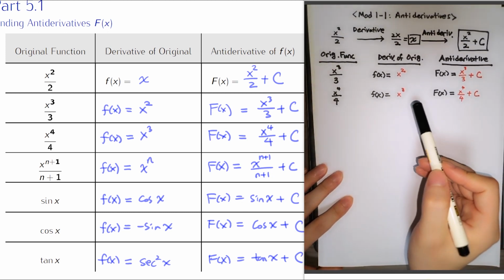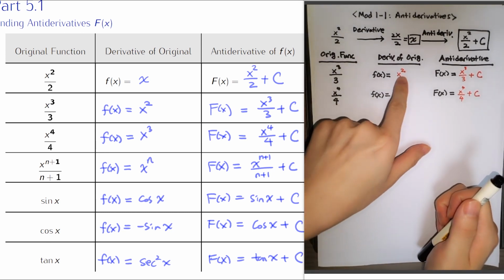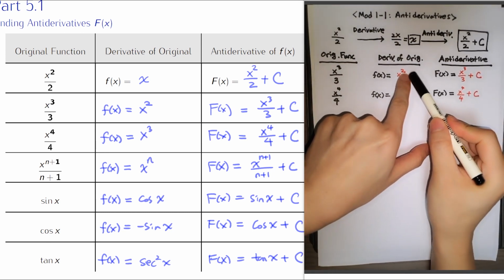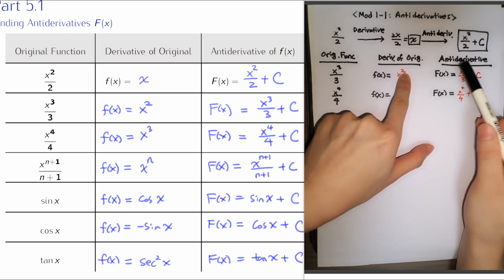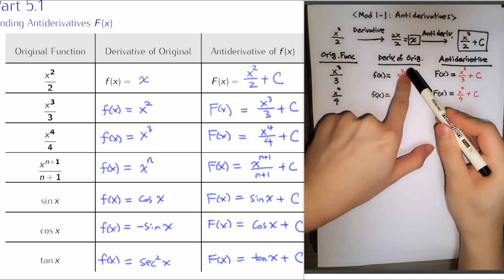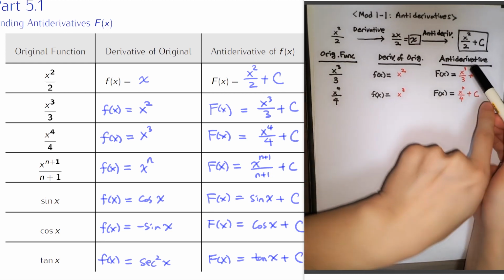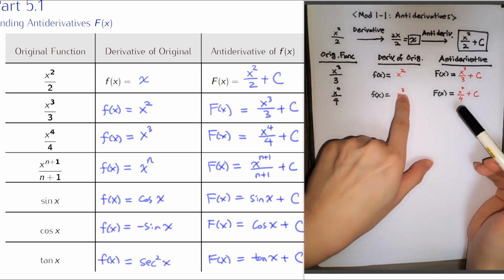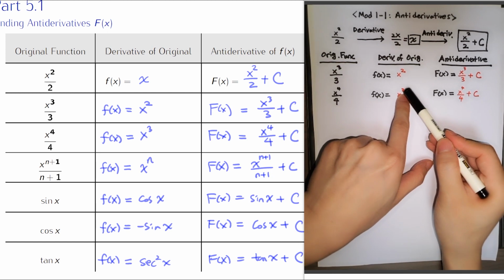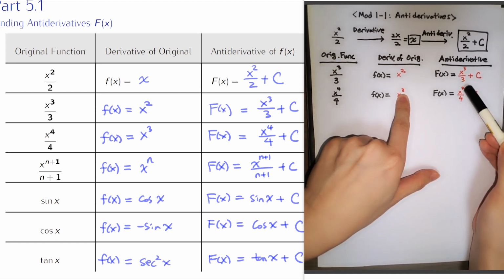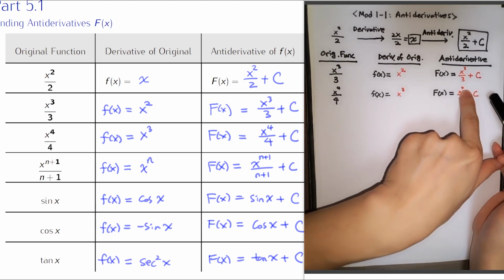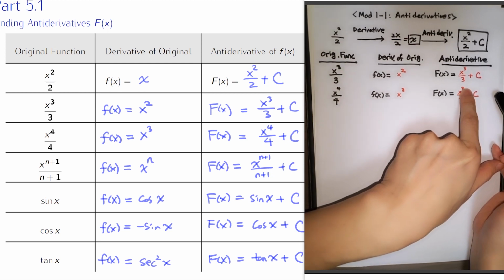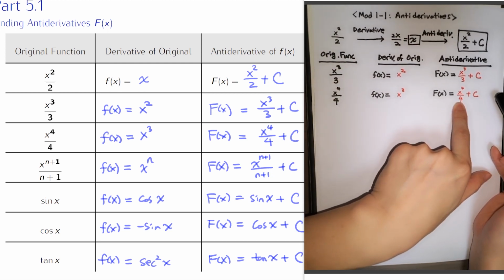Now, did you guys notice the pattern? If your original function has power 2, then the antiderivative has a power one bigger than the original power, say 3. And then copy and paste the new power at the bottom. Same for this guy. If the original power is 3, the new power is one more than 3, which is 4, and then copy and paste the new power at the bottom.